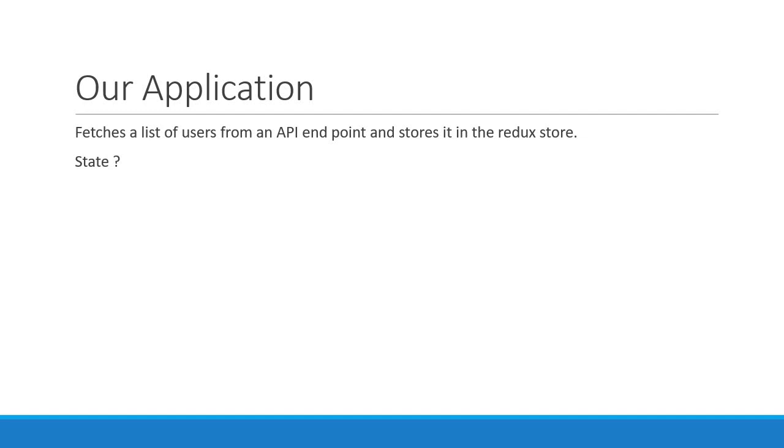Before we dive into the code on async actions though, let us first understand what we need to accomplish with our application. The application we are going to build simply fetches a list of users from an API endpoint, stores it in the Redux store, and then renders it in the browser. Let's quickly recollect how our state is going to look, what are the different actions, and how the reducer would work. Once that is clear, let's write the code.